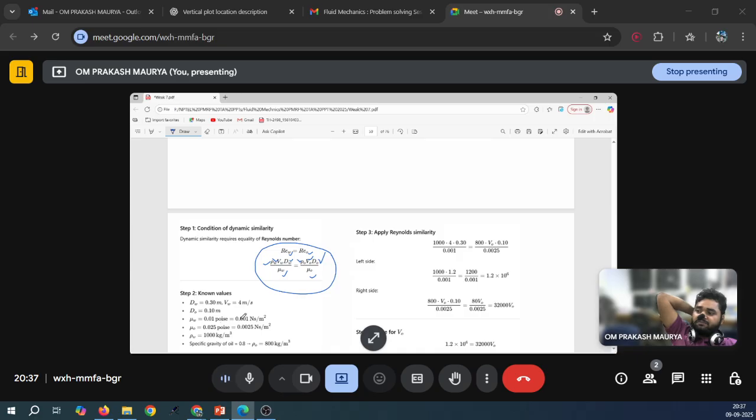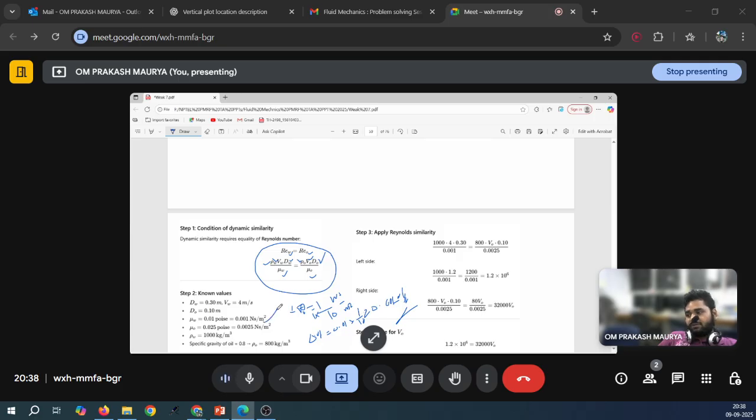So one poise means, one poise is 1 by 10 Newton second per meter square. So 0.01 poise is 0.01 into 1 by 10. So finally you will get 0.001 Newton second per meter square.